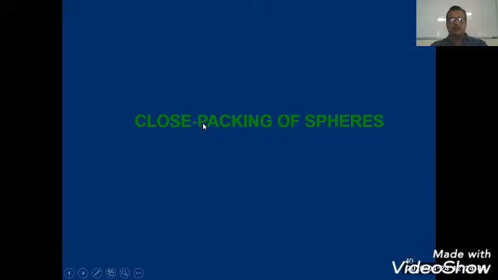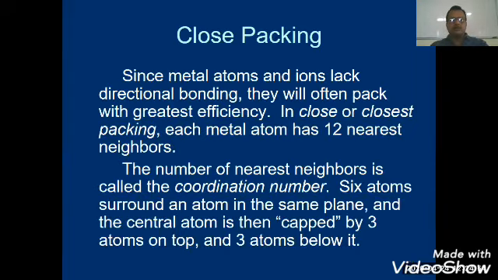So today's topic is close packing of spheres. Already we have assumed that atoms are spherical in shape. They are hard spheres. They can bounce to one another, etc. So now I will give you two diagrams. So in close packing, what happens? The units, that is the atoms, are close to one another so that each atom is surrounded by the maximum number of atoms.